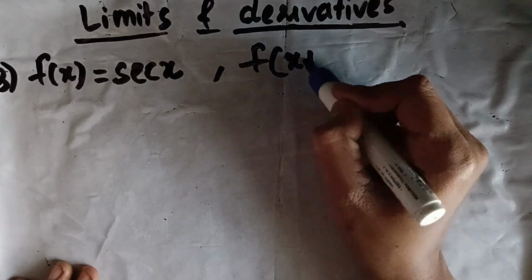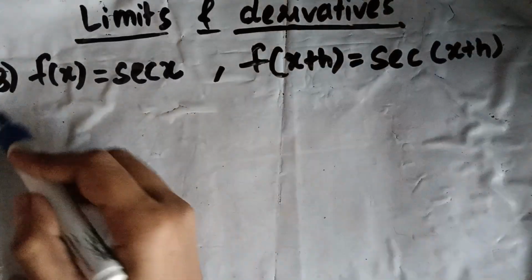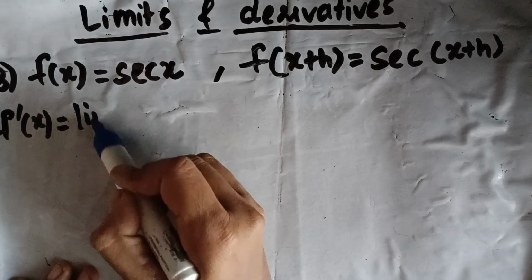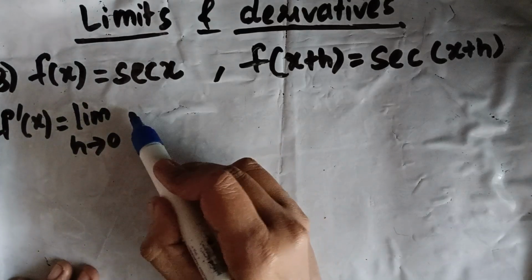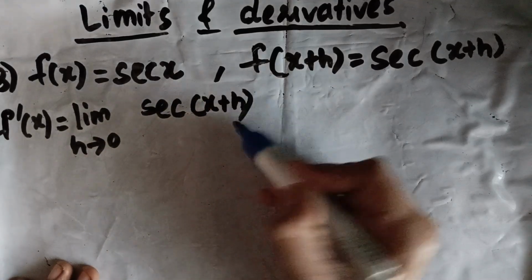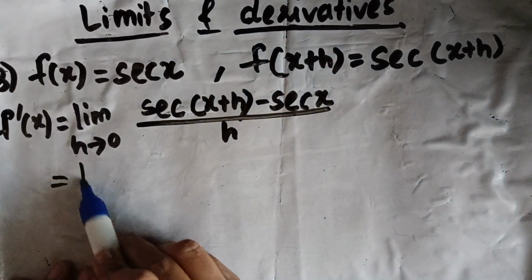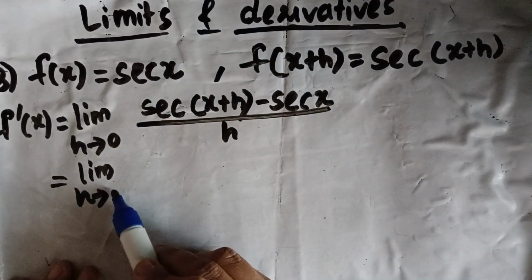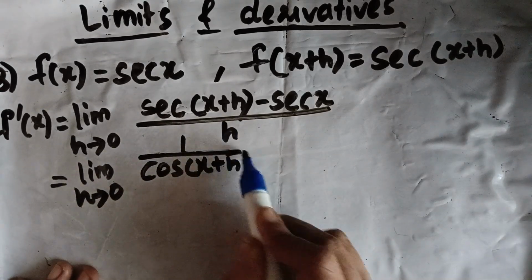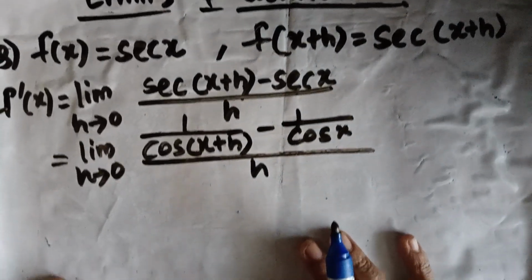So f of x plus h is sec of x plus h. f dash of x is limit as h tends to 0, sec of x plus h minus sec of x upon h. Sec of x plus h is 1 upon cos of x plus h, minus 1 upon cos of x, upon h.